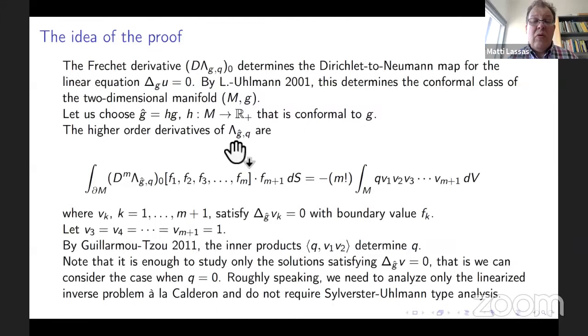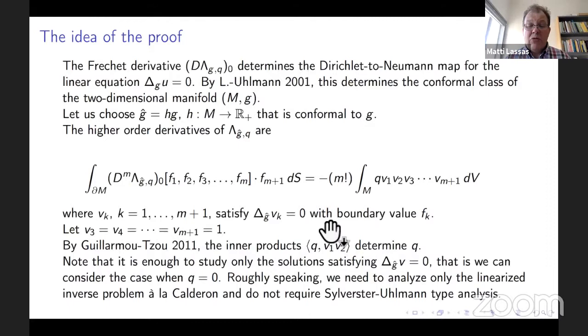And then we can assume that we know the Dirichlet-to-Neumann mapping for metric ĝ and some potential Q. Then a similar formula that we had earlier is again true. The mth Fréchet derivative of the boundary observations gives inner products of m plus one solutions of the linear Laplace operator times Q. Now we can do also very simple analysis, which is to choose all solutions v3, v4 and so on to be one. And we are left with the inner product of Q and solutions v1 and v2. And then we can use these kind of results of products of solutions and determine Q.